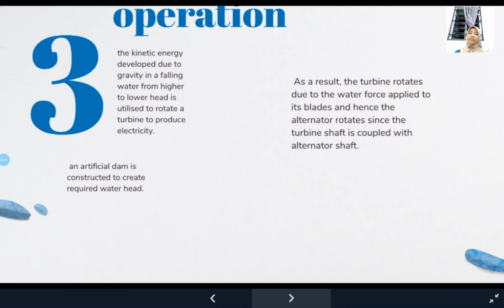And an artificial dam is constructed to create the required water head. So the water head that is set here is to create the great pressure from the top to the bottom, and as a result the turbine rotates due to the force applied to its blades, and hence the alternator rotates, since the turbine shaft is coupled with the alternator shaft.